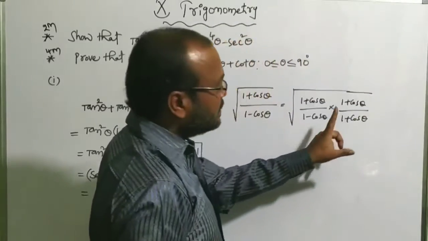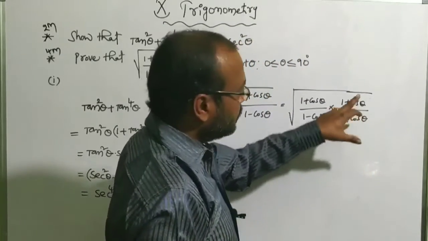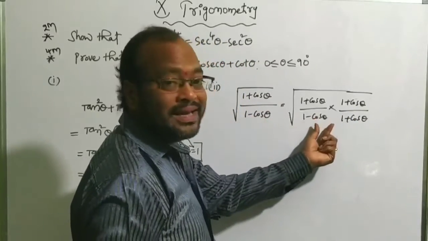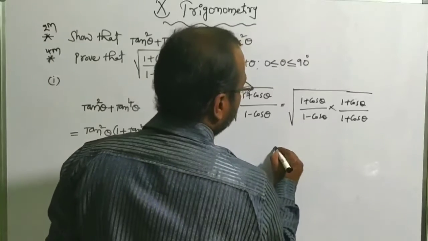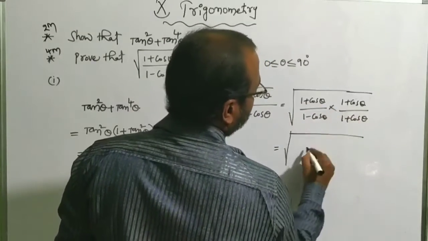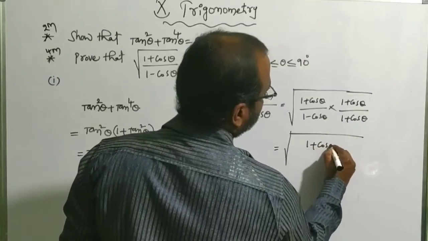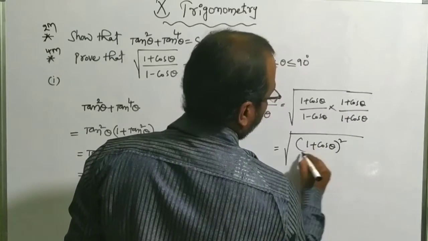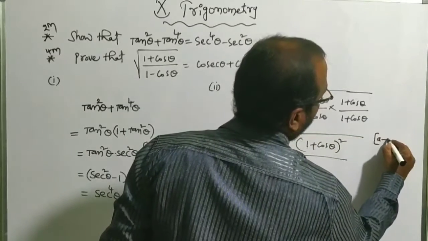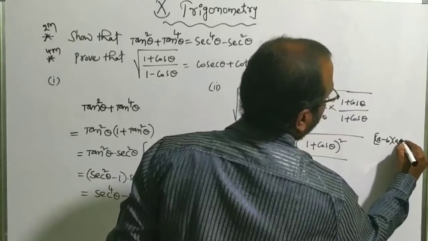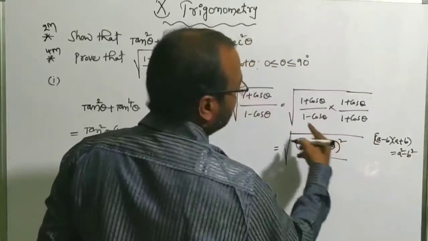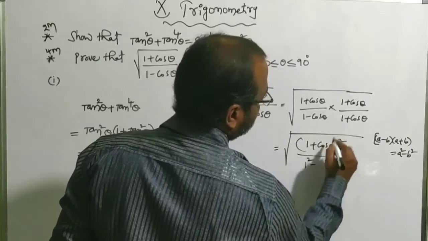Without loss of generality, we just multiplied and divided the term. So if we cancel this one, we can get only 1, and again we get the same term. This is called the rationalizing concept. Now this is equal to root of (1 plus cos theta) into (1 plus cos theta) over (1 minus cos theta) into (1 plus cos theta). The numerator is nothing but (1 plus cos theta) whole square. Now this is (a minus b) into (a plus b), which is nothing but a square minus b square. So according to that, 1 square minus cos square theta.